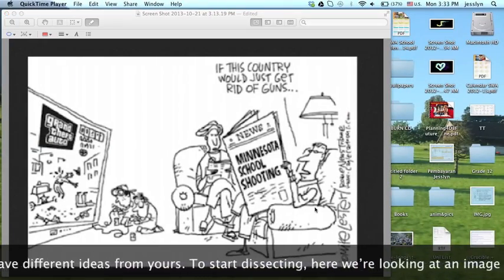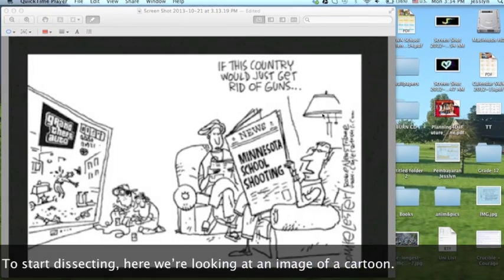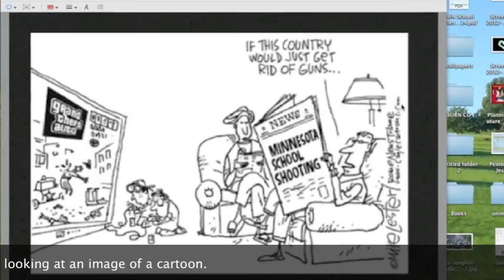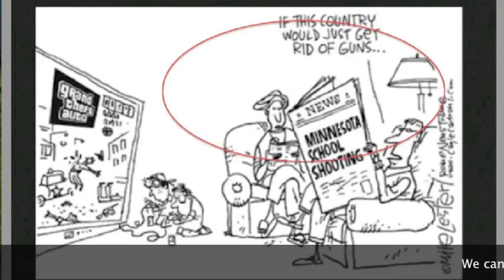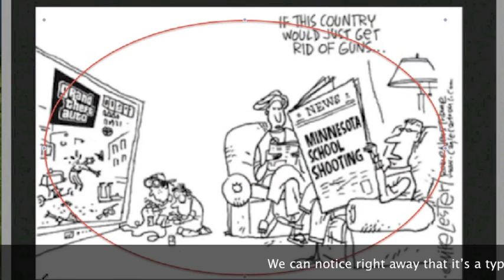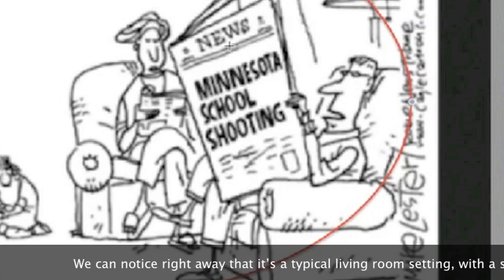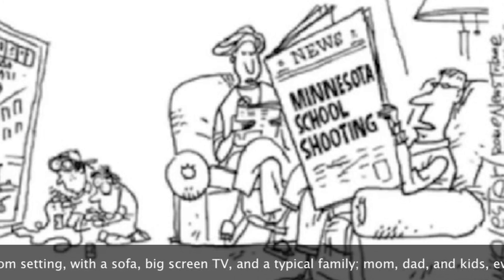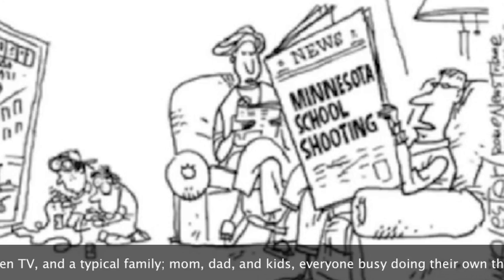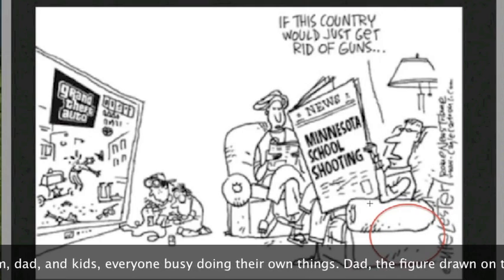To start dissecting, here we're looking at an image of a cartoon. We can notice right away that it's a typical living room setting, with a sofa, big screen TV, and a typical family, mom, dad, and kids. Everyone is busy doing their own things.